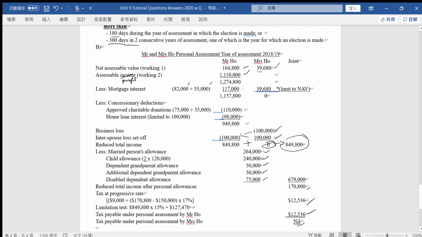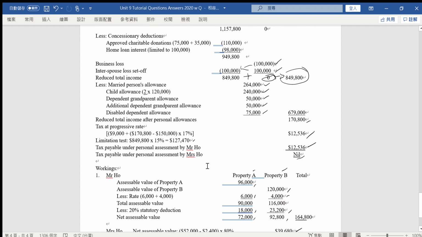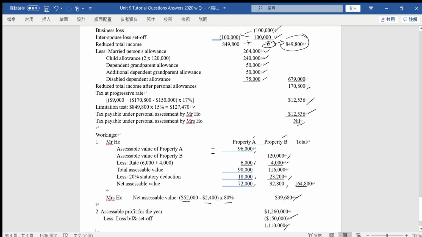Okay, that will be the concerning calculation. Okay, that's all for this 2 till 12 question. If you have any question, you may ask me in the chat room.